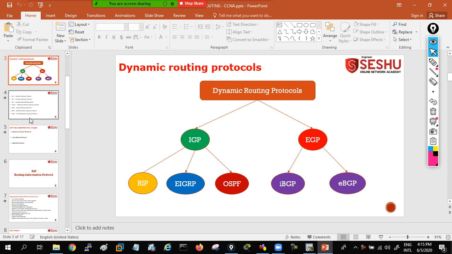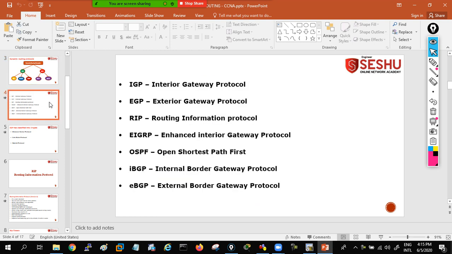So if anybody has doubt about these definitions, IGP is nothing but interior gateway protocol, EGP is nothing but exterior gateway protocol, and RIP is nothing but routing information protocol, EIGRP is nothing but enhanced interior gateway routing protocol, OSPF is nothing but open shortest path first, IBGP is nothing but internal border gateway protocol, EBGP is nothing but external border gateway protocol. So these are the definitions for each and every one I mentioned here in this slide.